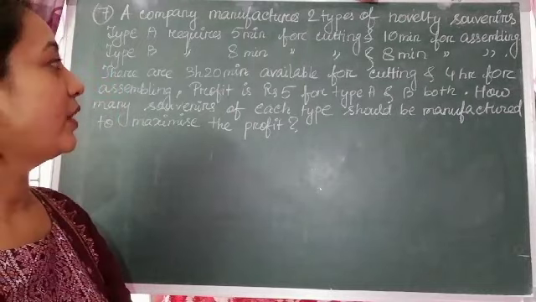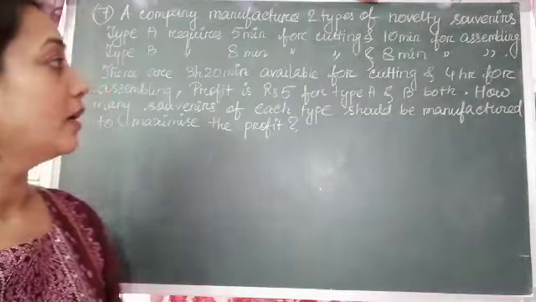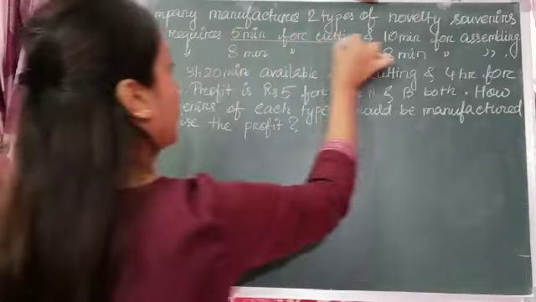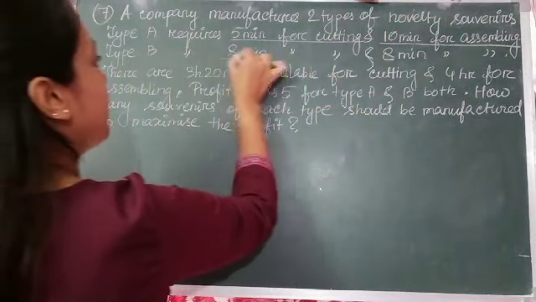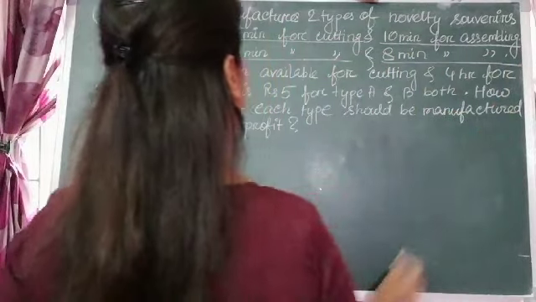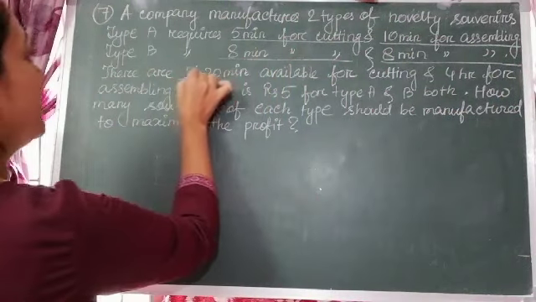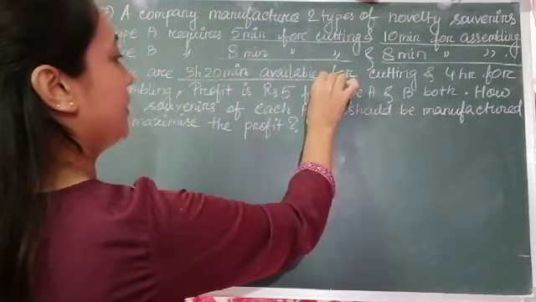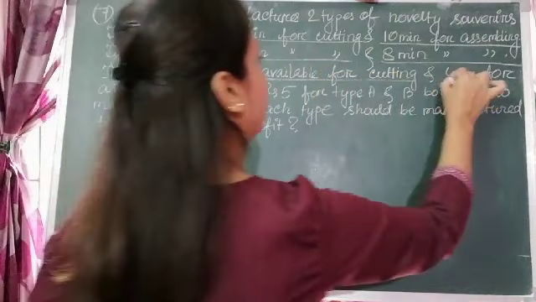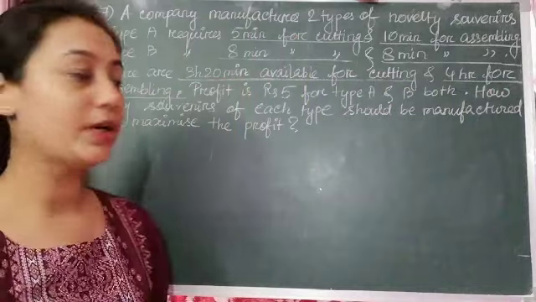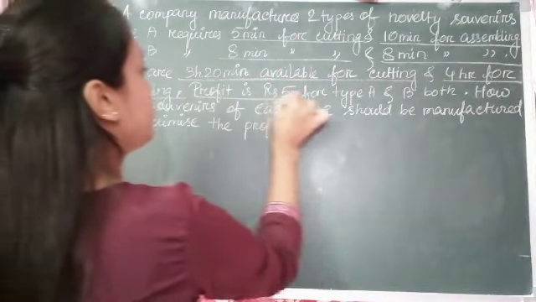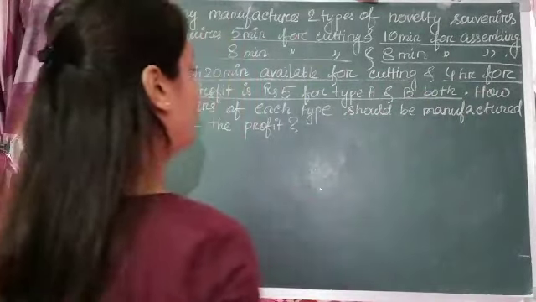Type A requires 5 minutes for cutting and 10 minutes for assembling, and type B requires 8 minutes for cutting and 8 minutes for assembling. So there are 3 hours 20 minutes available for cutting and 4 hours for assembling. This is the availability part. Okay, so profit is rupees 5 for type A and type B both.